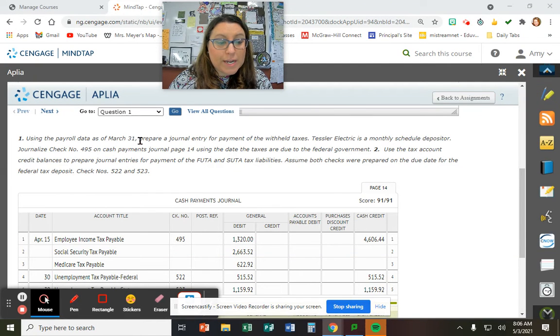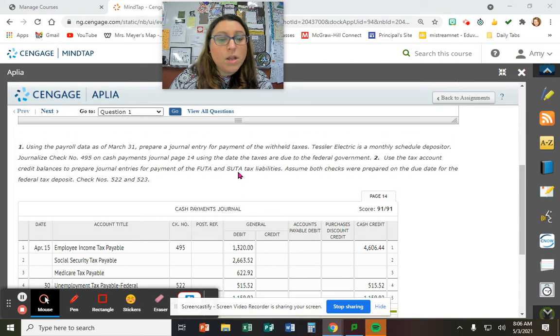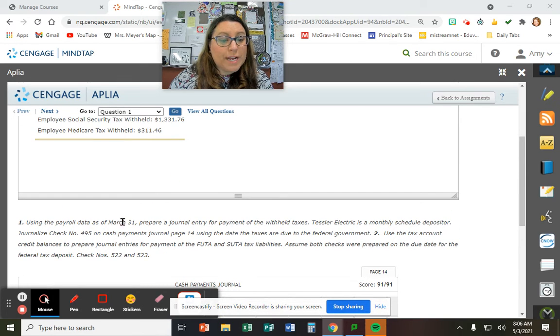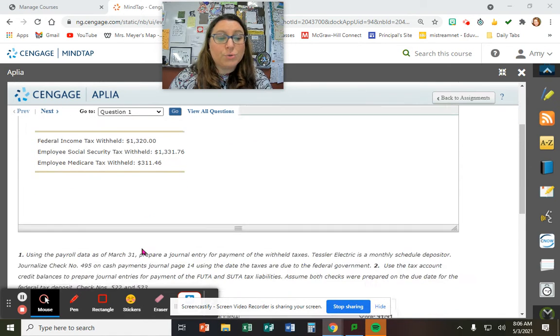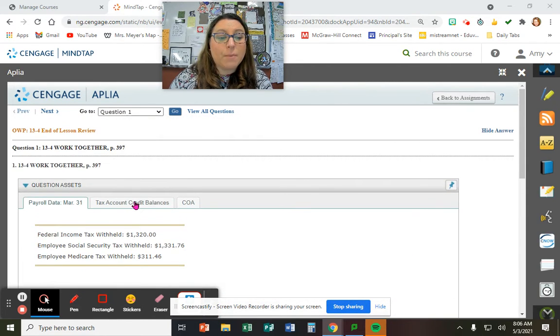And it says using the payroll data for March 31, prepare a journal entry for payment for the withheld taxes. Tesla Electric is a monthly scheduled depositor. It's check number 495. Taxes are due to the federal government. Using the date the taxes are due to the federal government, it says use the tax account credit balances to prepare journal entries for payment of FUTA and SUTA. So that's federal unemployment tax and state unemployment tax. Assume both checks were prepared on the due date for the federal tax deposit. So this is payroll data for March 31, but it's due by the 15th of the next month.